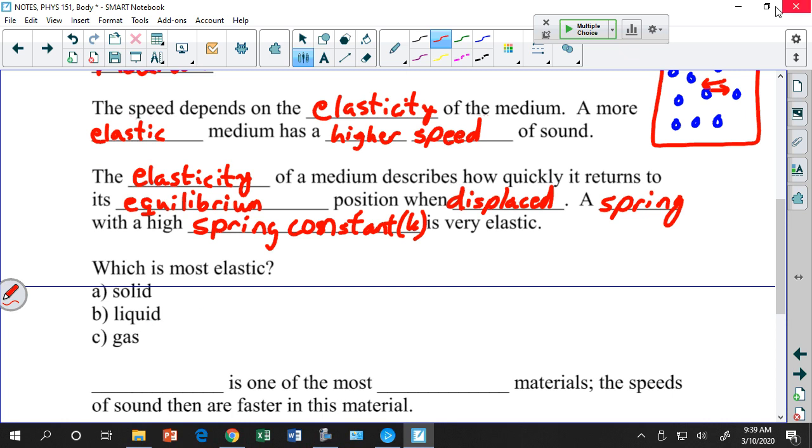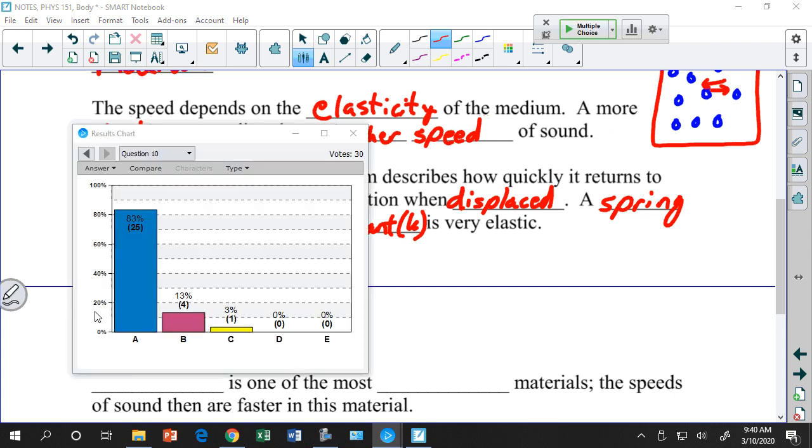Which is most elastic? A solid, a liquid, or a gas? Oh, come on. Ask your neighbors. Ask your neighbor what they put. Okay, good. All right. I'm going to stop at 15. Okay, good.